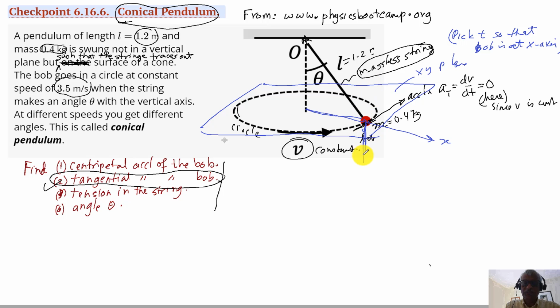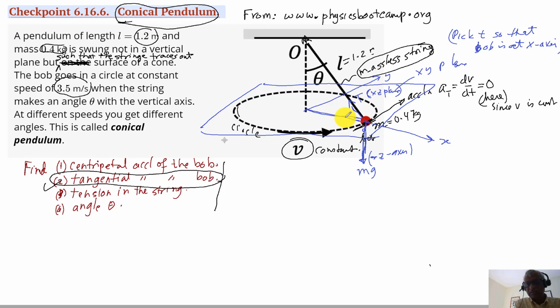This will be the negative z-axis, y will be that way, and this is where the mg will be pointed. Tension will be pointed in the xz plane. So all the calculation will be in the xz plane.